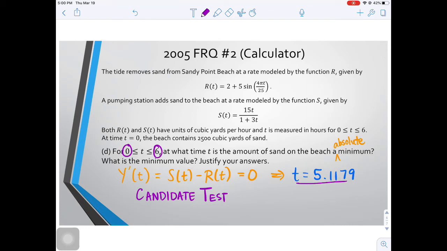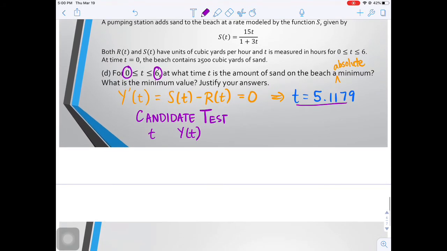So I'm going to create a little chart here. A lot of times we create a little chart for a candidate test. And so I'm going to have t, and then I'm going to have y of t. We need to actually plug it into y of t. We're not plugging it into the derivative, we're plugging it into the original function. And if you recall, back in part B, we came up with an expression, an equation for y of t. So we're going to use that right now. It's going to be very important.